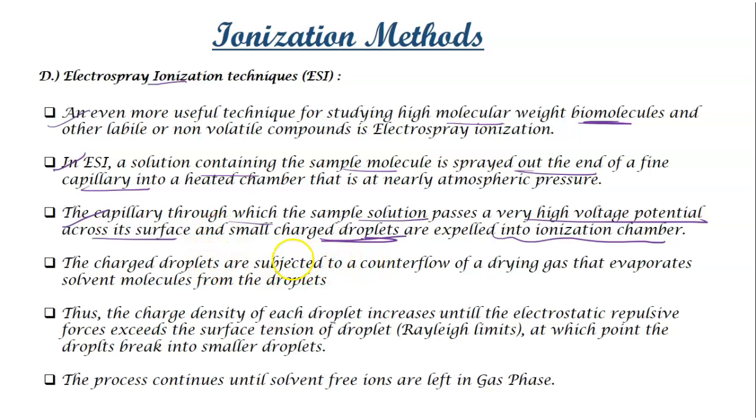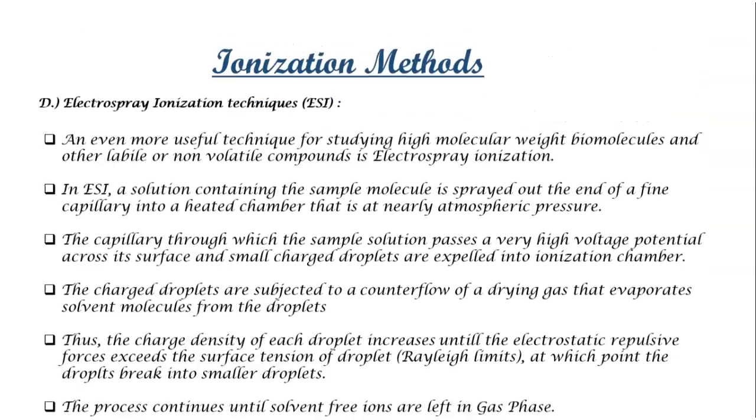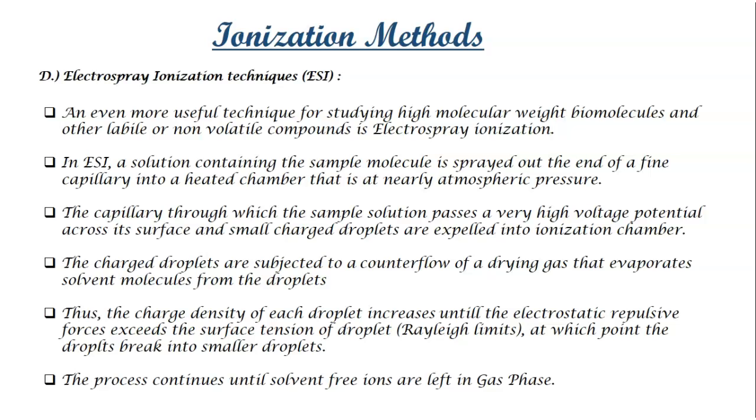Now what will happen, you will subject these charged droplets to the direction of your drying gas, which is specifically nitrogen here. What will it do, it will evaporate your solvent molecules from the droplets. Then the charge density of your droplets will increase until the electrostatic repulsive force exceeds the surface tension of the charged droplet, that is the Rayleigh limit, where your bigger droplet will get broken down into smaller droplets. Okay, so this process will continue until you have solvent free ions left in the gas phase. I have already told you all these things.